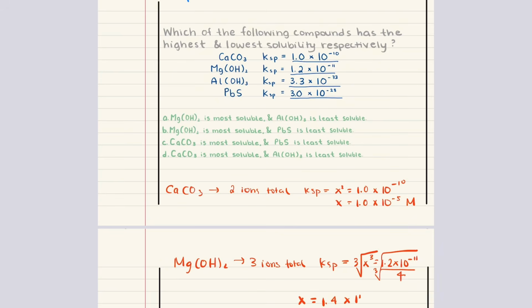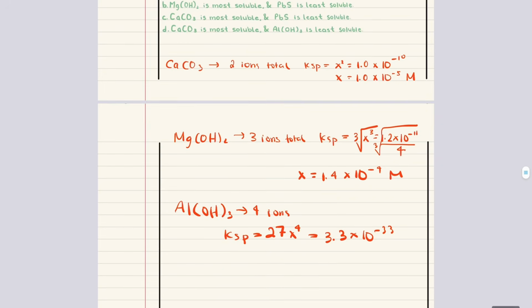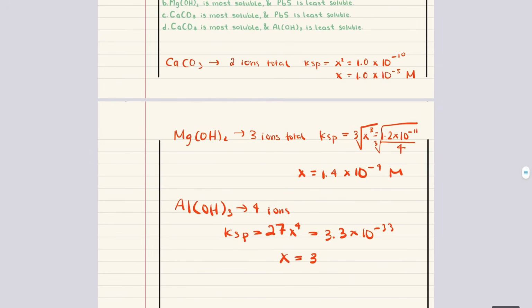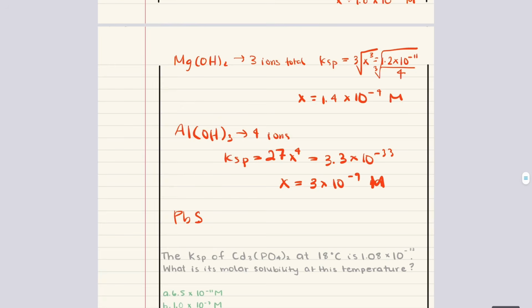For aluminum hydroxide, it dissociates to 1 aluminum and 3 hydroxides. KSP equals 27x to the 4th. Set 3.3 times 10 to the negative 33 equal to 27x to the 4th, and x comes out to be about 3 times 10 to the negative 9 molar. For lead sulfide, it's a 1-to-1, so KSP equals x squared. That means x is the square root of 3 times 10 to the negative 28, which is about 1.7 times 10 to the negative 14 molar.